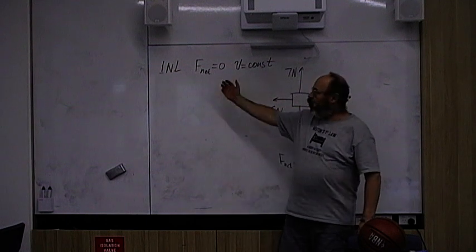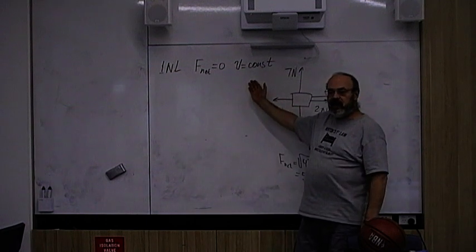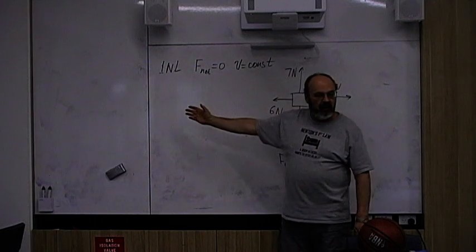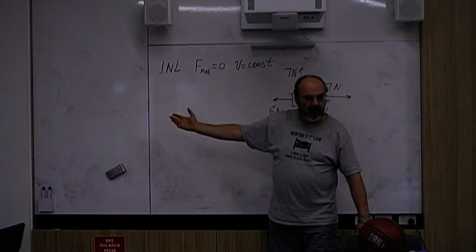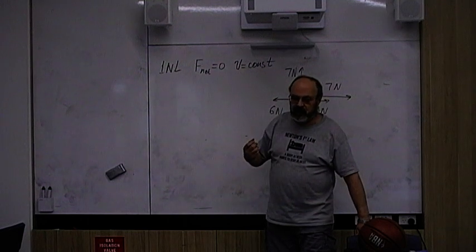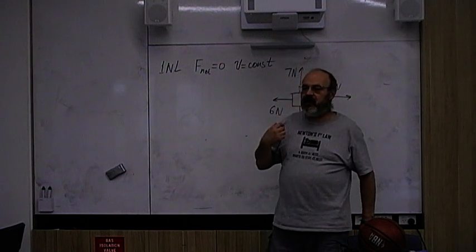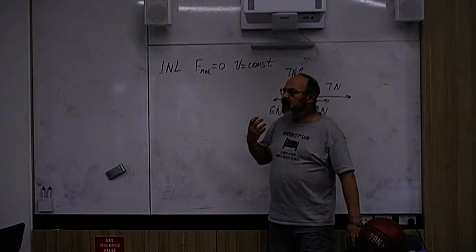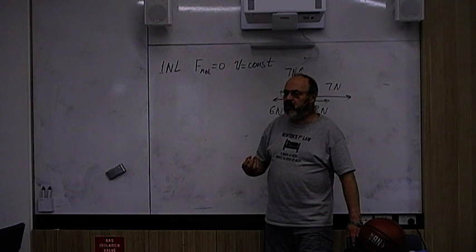So if we have an object moving with constant velocity, that means the net force is 0. We can make the conclusion that the net force is 0. And it does not have to be at rest. It can move and maintain its motion with constant velocity that does not change.